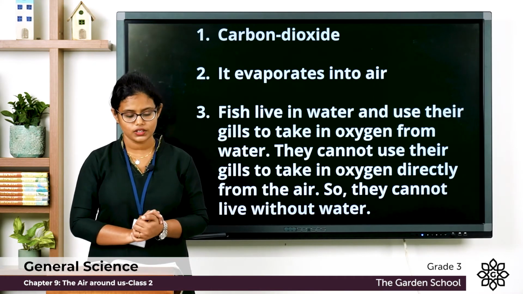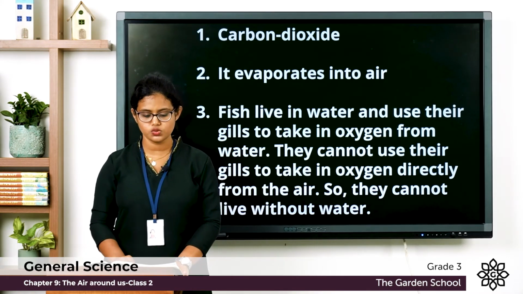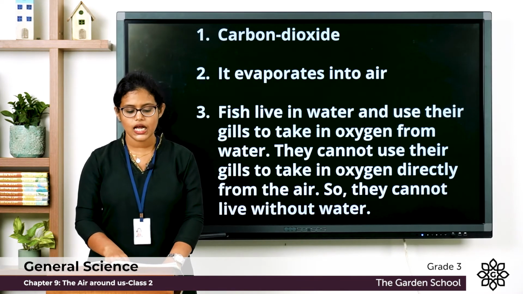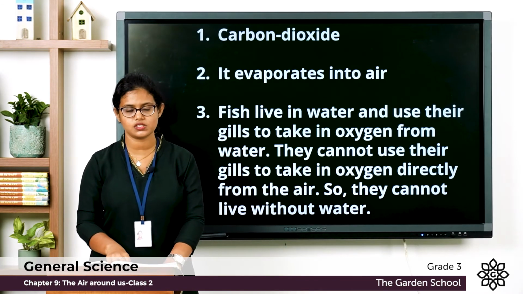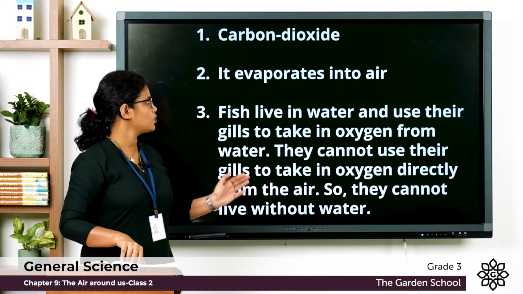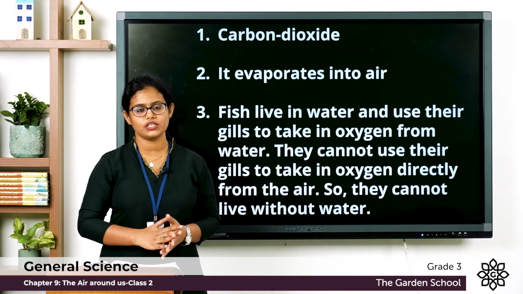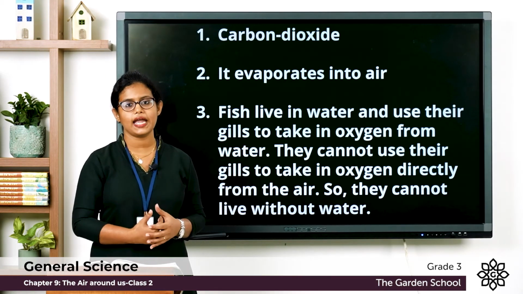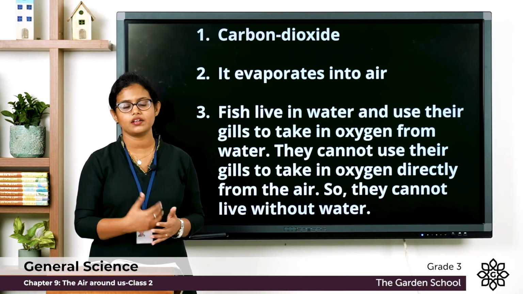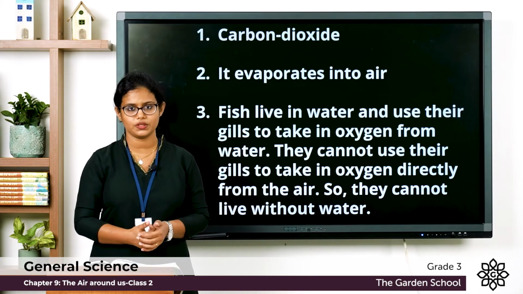The second one. If you spill lemon juice on the floor, after some time it disappears. Why? So what is the answer? It evaporates into the air. It mixes with the air. It changes into water vapor.